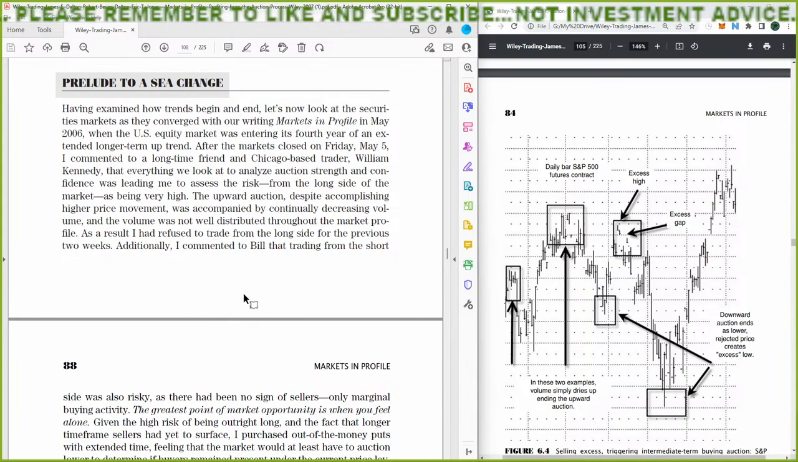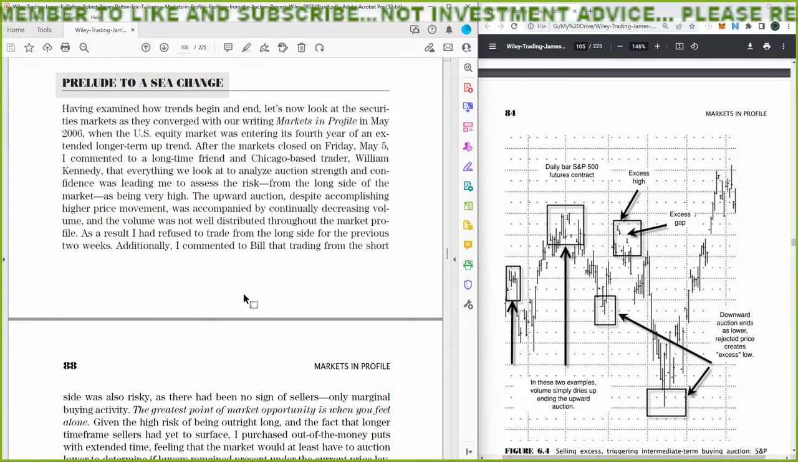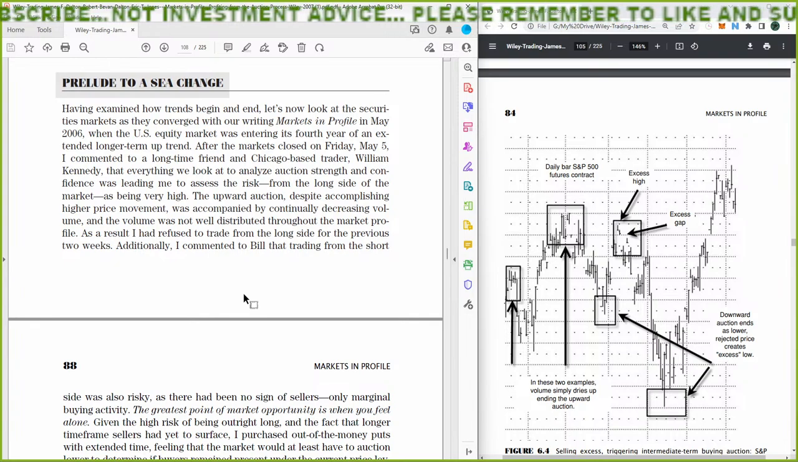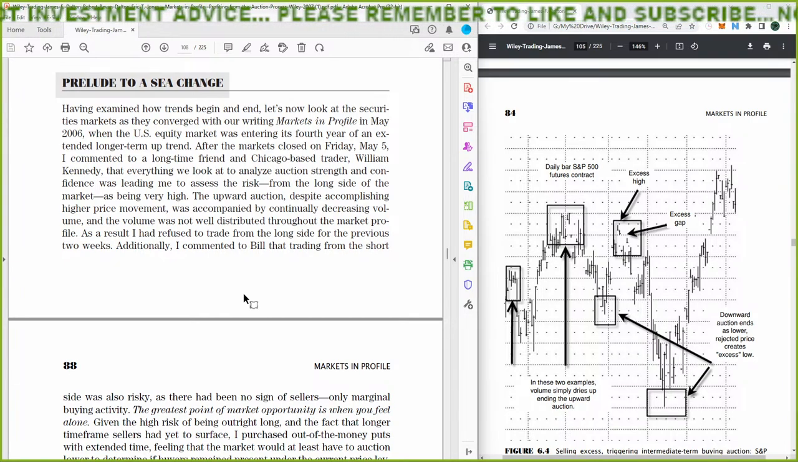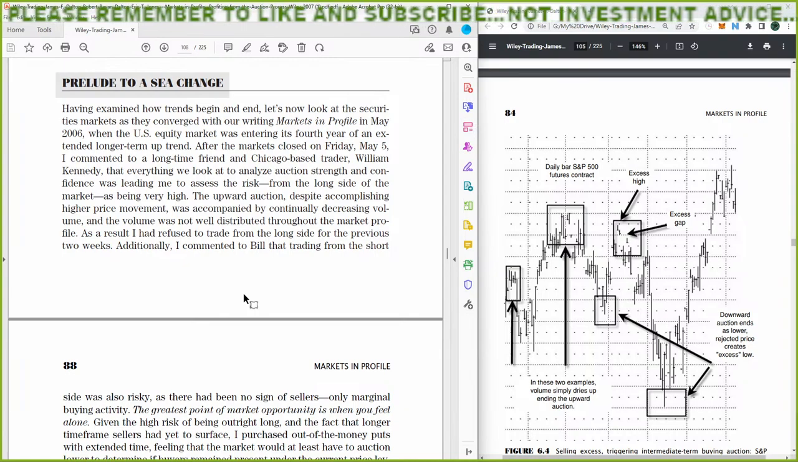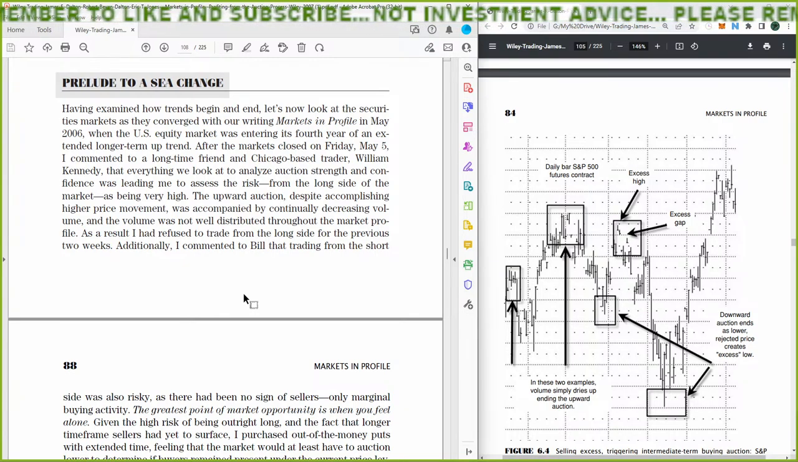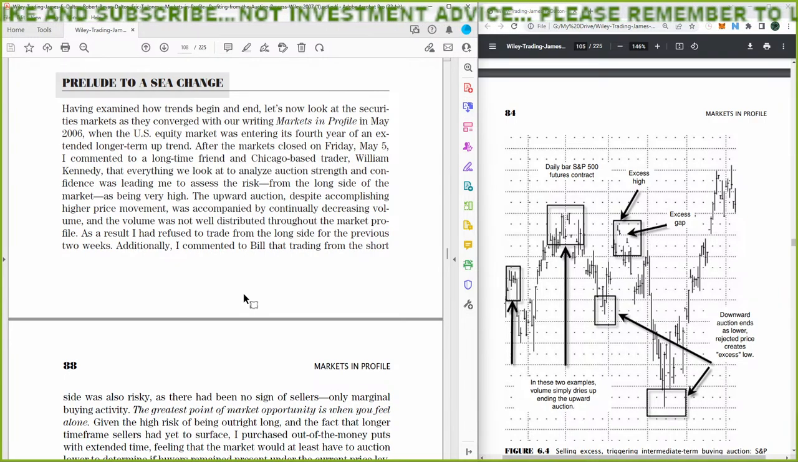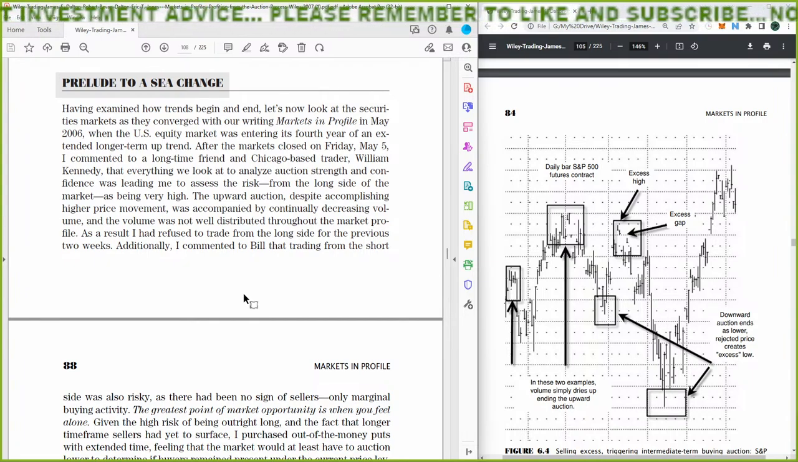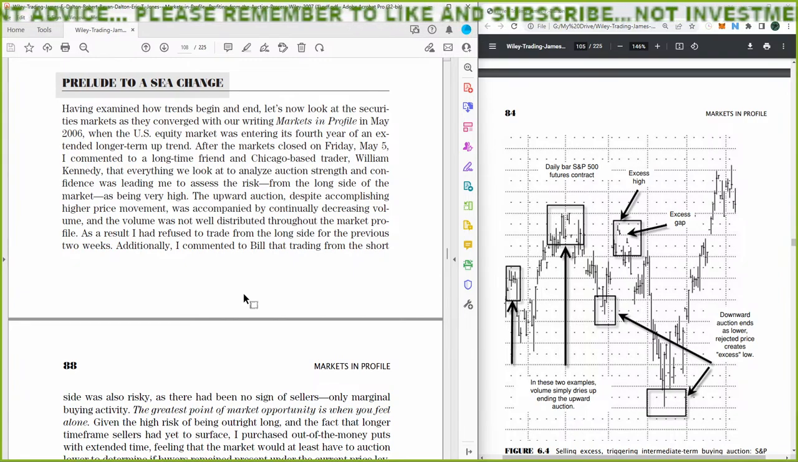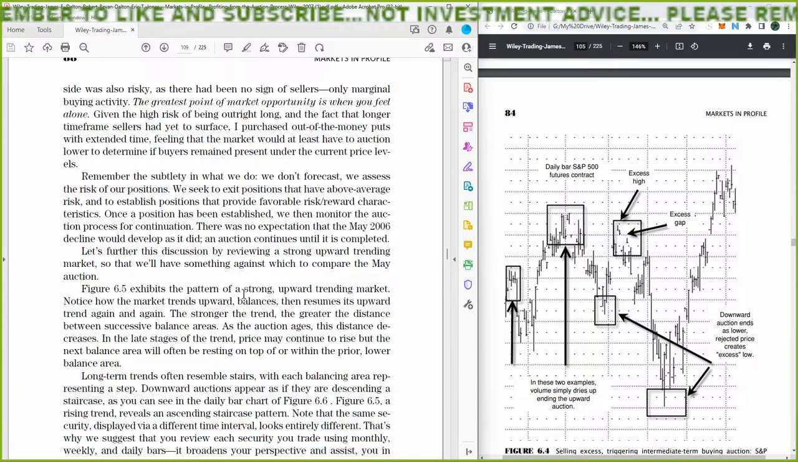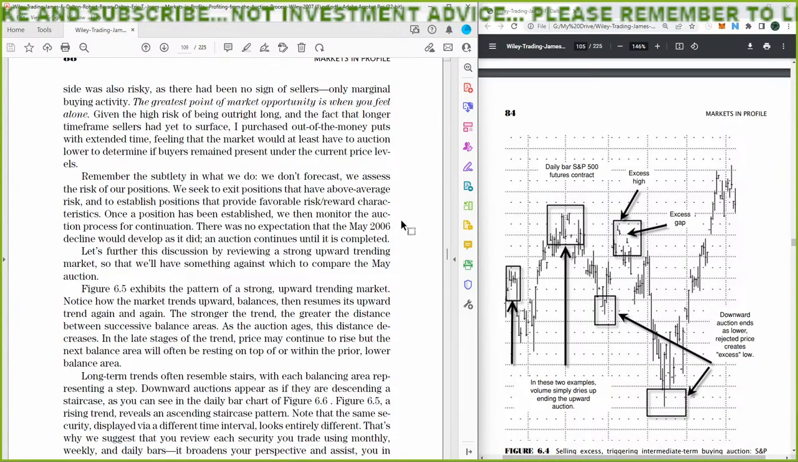After the markets closed on Friday, May 5th, I commented to a longtime friend and Chicago-based trader, William Kennedy, that everything we look at to analyze auction strength and confidence was leading me to assess the risk from the long side of the market as being very high. The upward auction, despite accompanying higher price movement, was accompanied by continually decreasing volume, and the volume was not well distributed throughout the market profile. As a result, I had refused to trade from the long side for the previous two weeks. Additionally, I commented to Bill that trading from the short side was also risky, and there had been no sign of sellers, only marginal buying activity.